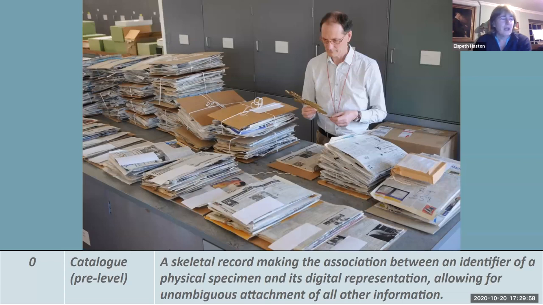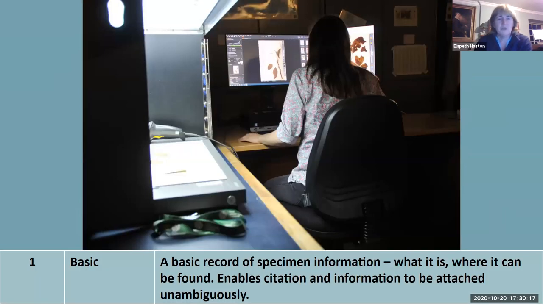So as I've mentioned, the catalogue, the pre-level, is this kind of skeletal record, making the association between the identifier of a physical specimen and its digital representation. The basic level, which I'm going to spend a little bit more time looking at, is essentially capturing that essential what it is and where it can be found information.